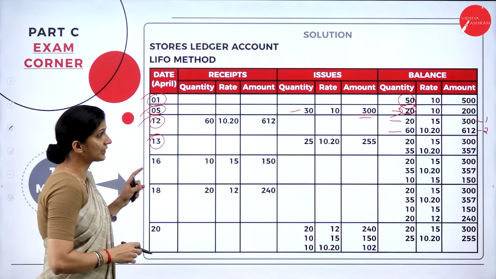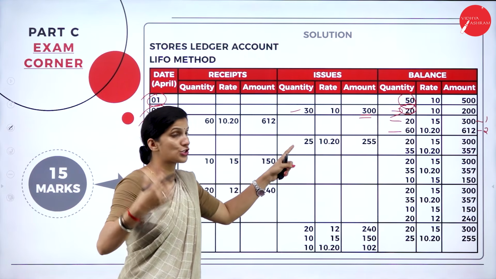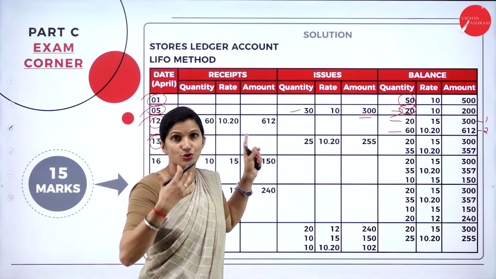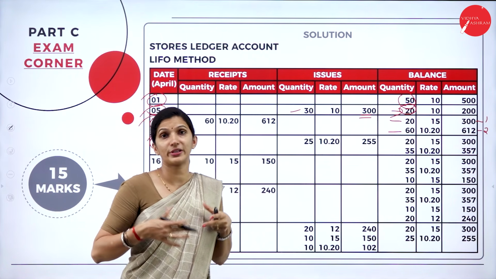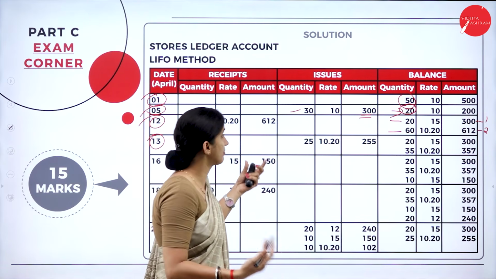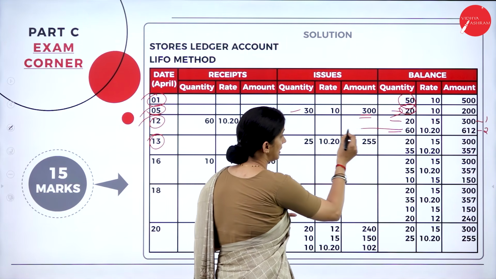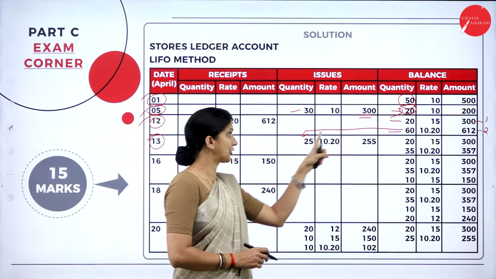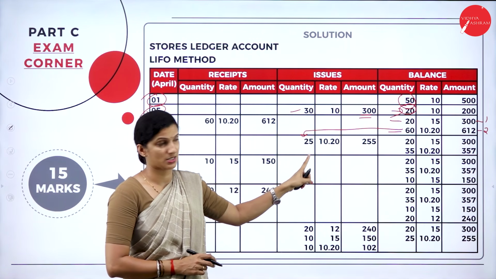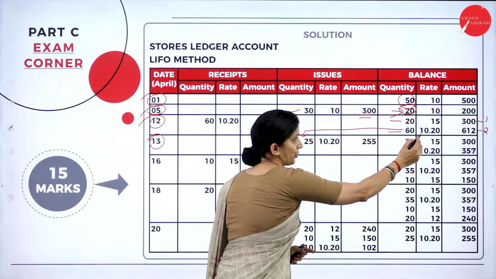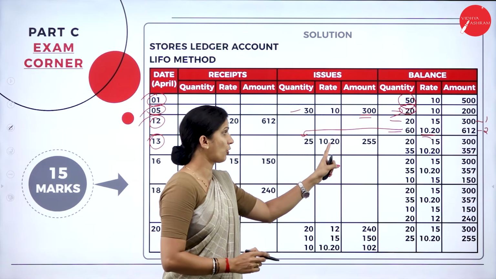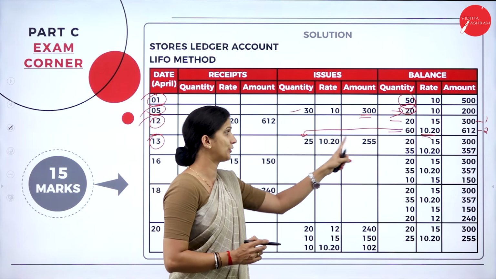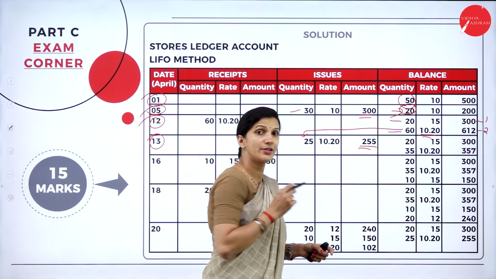Again, on 13th, what is the transaction? You need to issue 25 units. So here, important, we are following the method of LIFO. So that means you will issue from the last lot. So out of 60, you will issue 25 units. So if it is this lot, you will take this rate 10.20. So 25 into 10.20, it is 255.